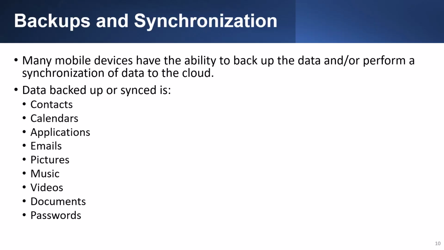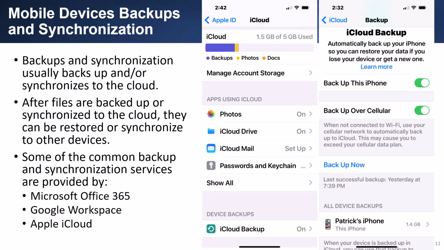Many mobile devices have the ability to back up data and to perform a synchronization of data to the cloud. Data backed up or synced includes contacts, calendars, applications, emails, pictures, music, videos, documents, and passwords. Backups and synchronization usually back up and or synchronize to the cloud. After files are backed up or synchronized to the cloud, they can be restored or synchronized to other devices. Some of the common backup and synchronization services are provided by Microsoft Office 365, Google Workspace, and Apple iCloud.